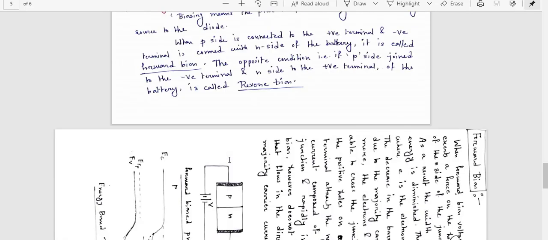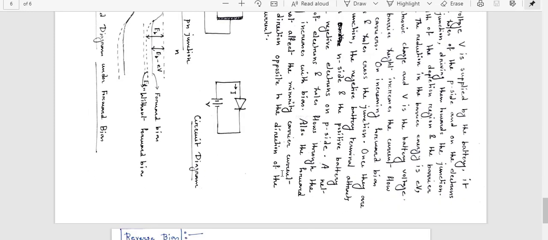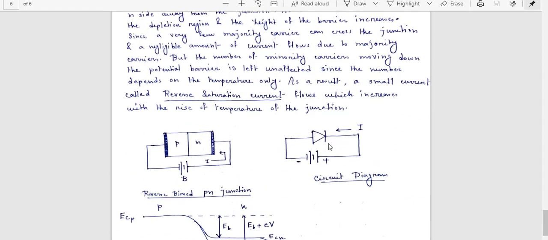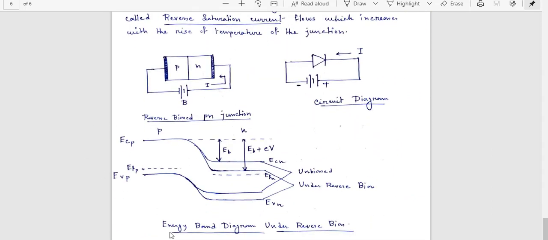Okay. Now this is forward biased PN junction, and this is reverse biased PN junction which I have described to you. So this is the energy band diagram of the reverse biased PN junction. Here you see the barrier potential or built-in potential. Here this is EB. EB is the normal energy gap between conduction band and valence band. Now if you apply the reverse bias, under reverse bias condition, the barrier becomes EB plus EVB.